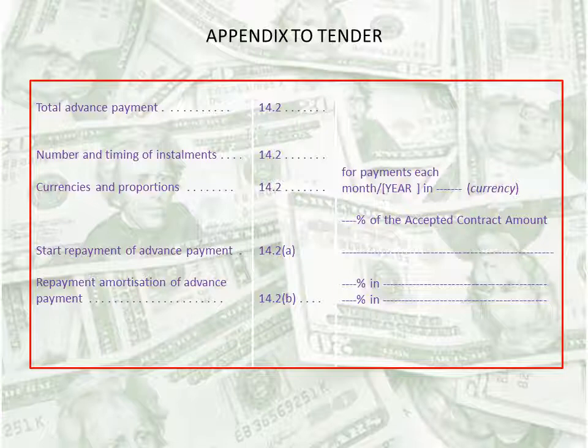Repayment amortization of advance payment. We have to mention here as per the clause 14.2b, we have to give the percentages again under which amount. So this is the appendix to tender given in the FIDIC forms of contract in FIDIC 99. The total advance payment as a sum or as a percentage of the accepted contract amount and the number of installments and the applicable currencies and proportions must be stated in the appendix to tender as shown in this table.